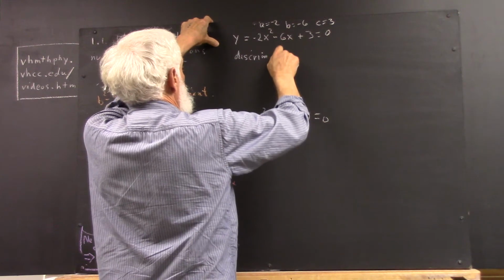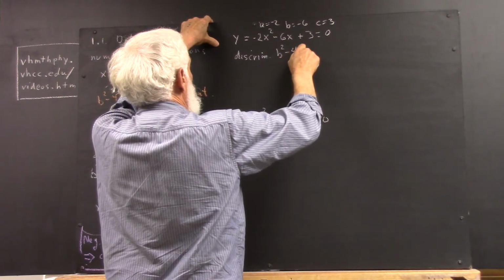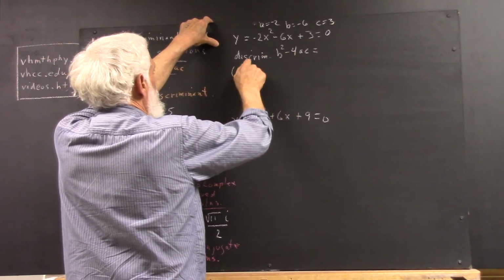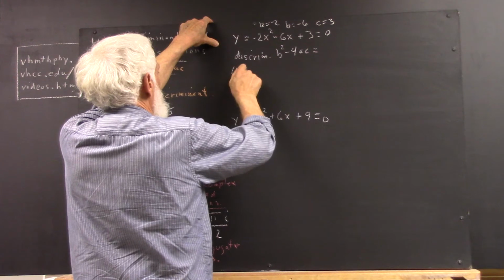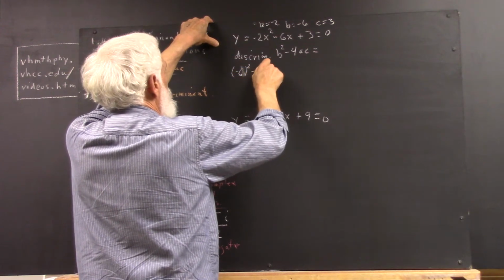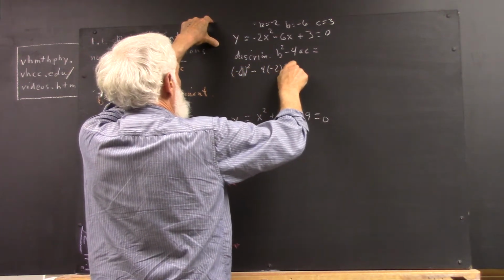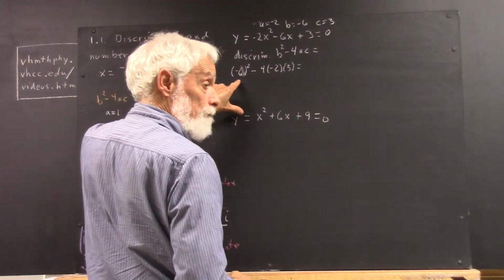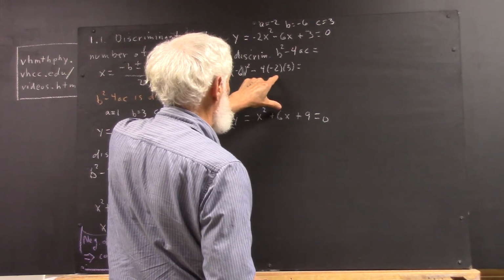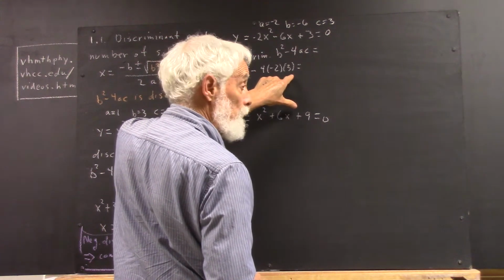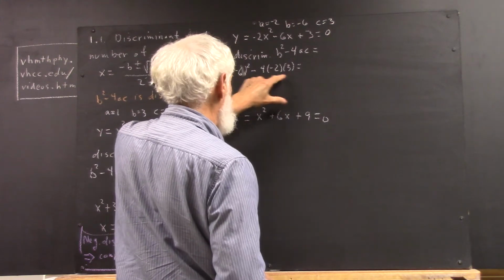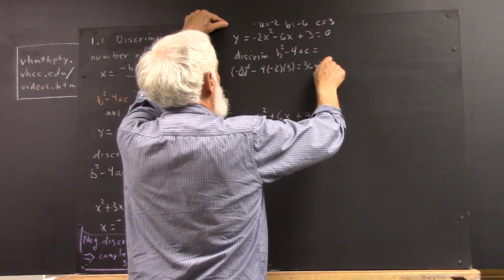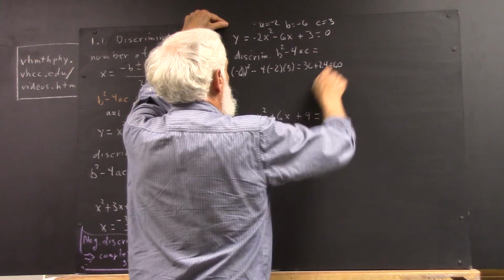So the discriminant is B squared minus 4AC, which equals negative 6, quantity squared, minus 4 times negative 2 times 3, which is what? That's 36, and 4 times negative 2 is negative 8 times 3 is negative 24, and minus that is plus 24, so that's 36 plus 24, which is 60.